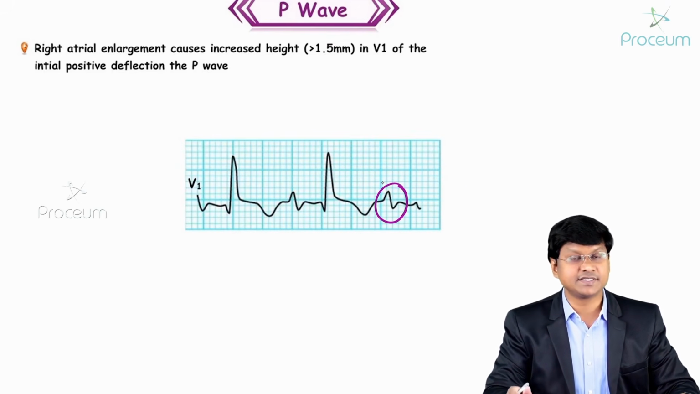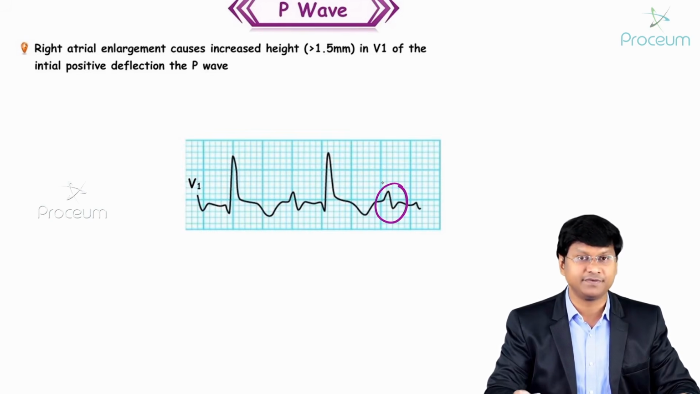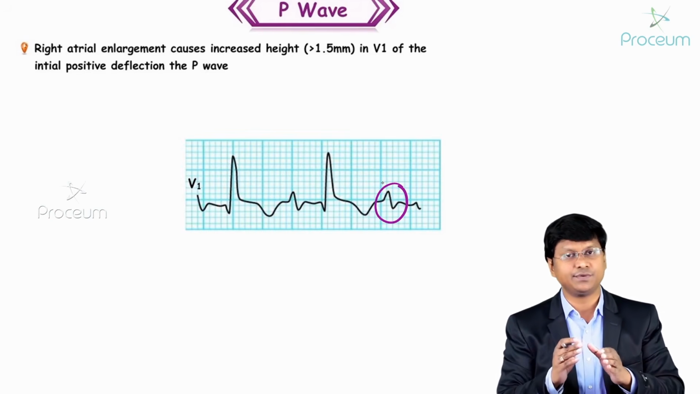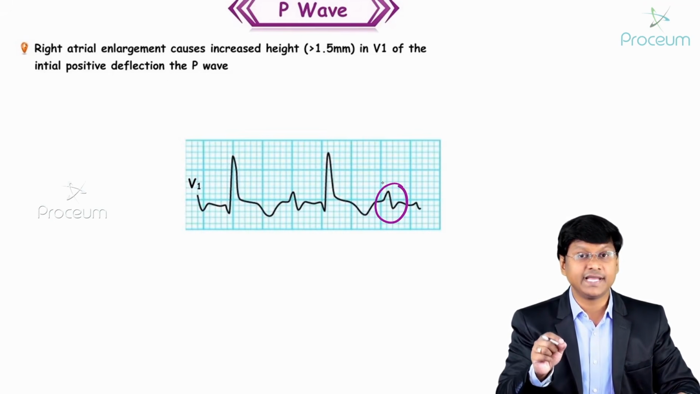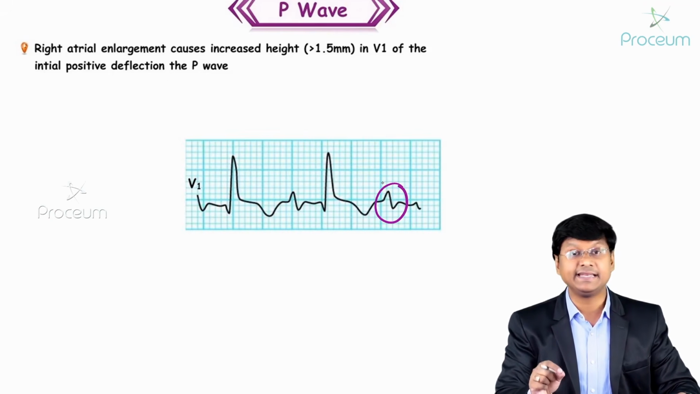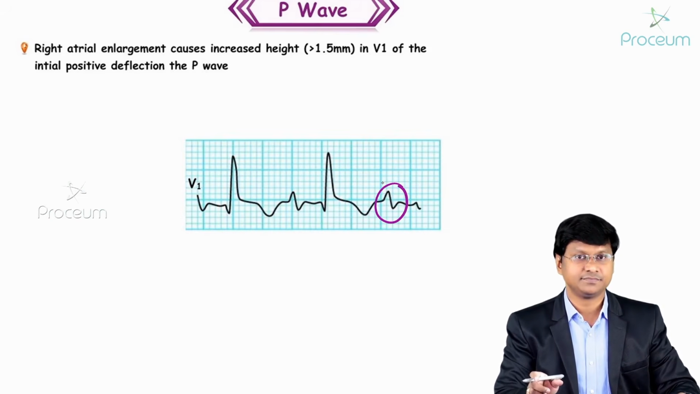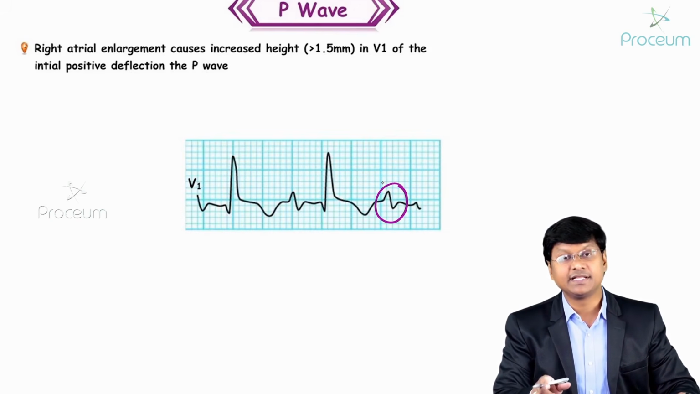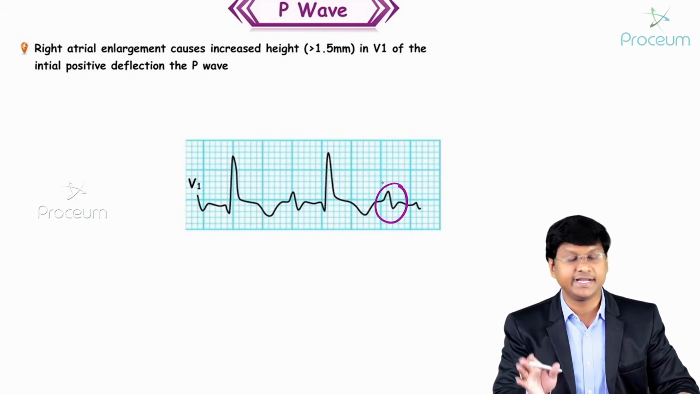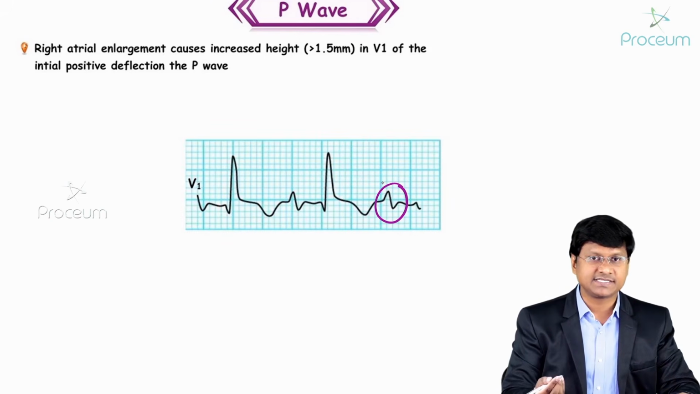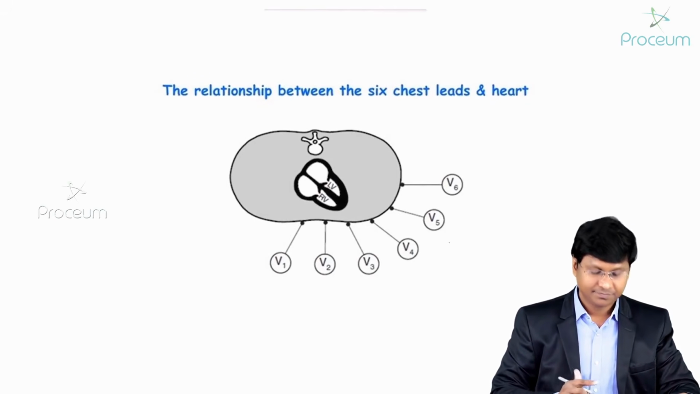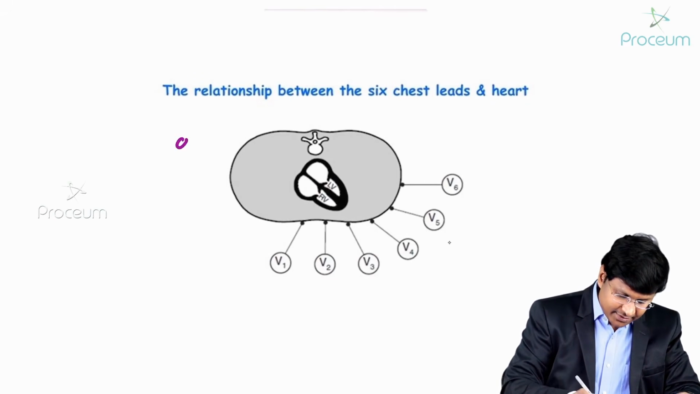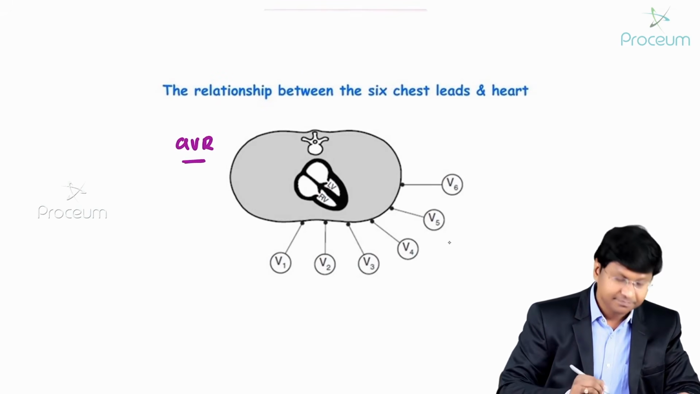Now, after having discussed the morphology of the P wave, before that I told you that the P wave will have a negative deflection in lead AVR, right? So in lead AVR, the P wave has a negative deflection. And why is that? Let me explain. You see this image. Where do you place the AVR? The AVR is placed at this point.